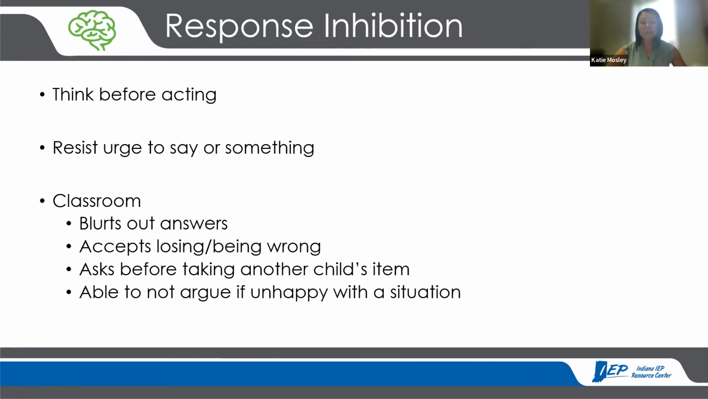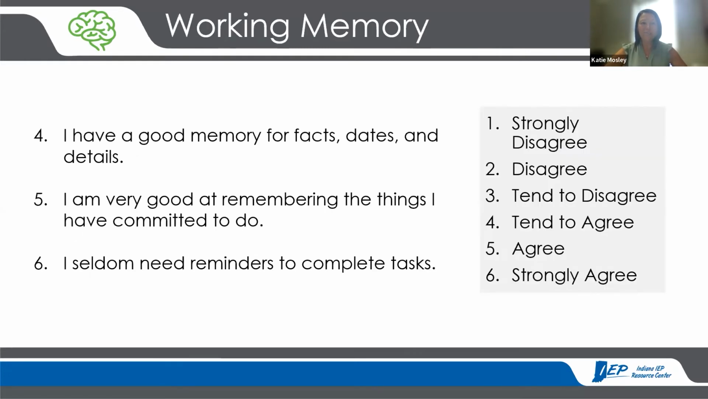And we'll talk about some of those. Accepts losing or being wrong. Ask before taking another child's item. Able to not argue if unhappy with the situation. I'm still working on this with my 17-year-old daughter, and I will be happy to take any suggestions on this. But I venture to guess that we're seeing a lot of these behaviors in the classroom.